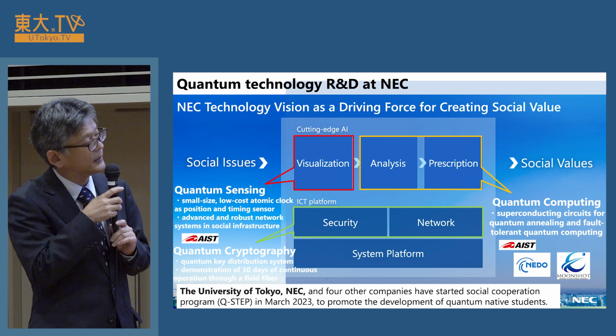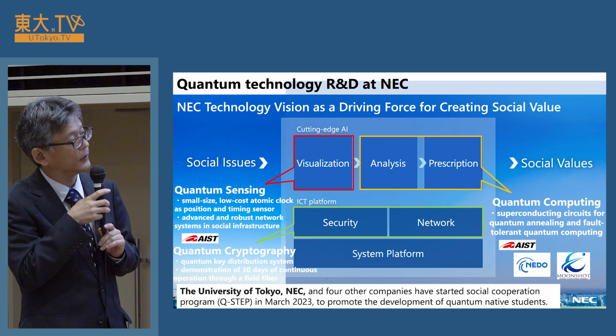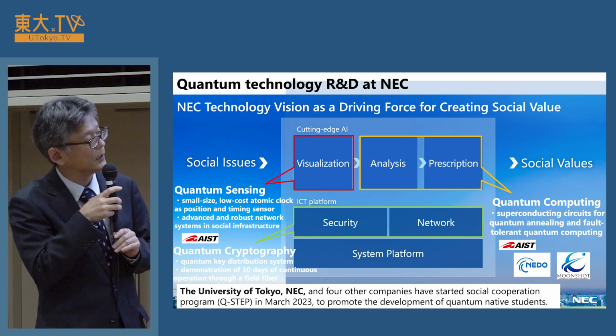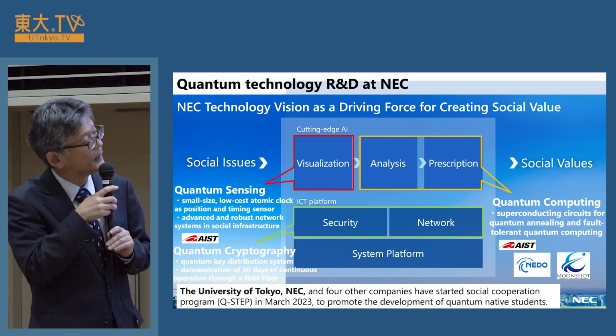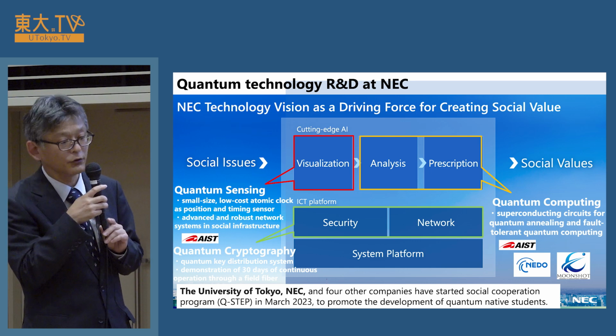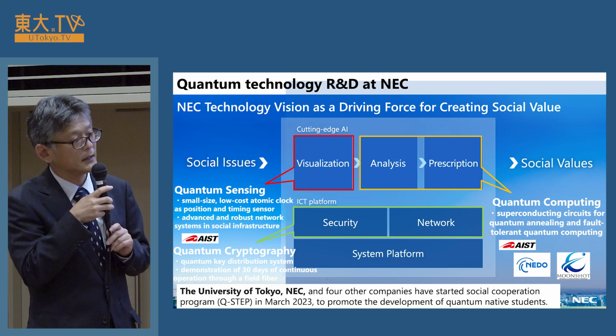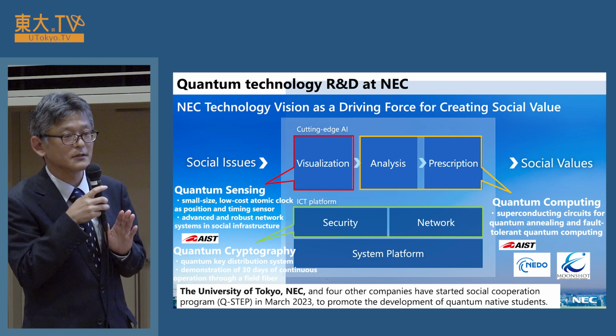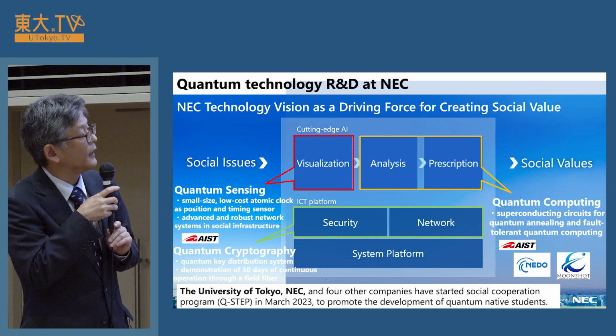This work is also done in collaboration with AIST, but also many other groups under the national Novo project, and also the Moonshot project supported by the Japanese Science and Technology Agency. Finally, as for the relationship with the University of Tokyo, NEC and 4 other companies started a social cooperation program in March this year to promote the development of quantum native students, which we think is a very important task in the coming quantum era. Thank you very much.